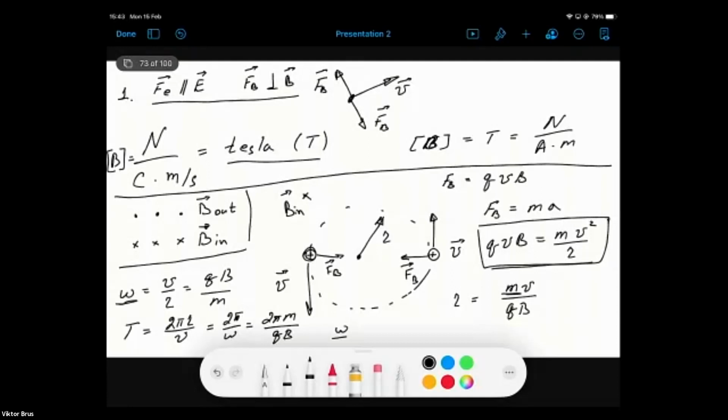So if we know angular velocity, we know magnetic field, and the electric charge, obviously, we can calculate the effective mass. It's different from the mass of a free electron inside the metal or some semiconductor because of the effect of the periodic potential of the crystalline lattice on the way charges are moving in this material. So there is the so-called effective mass, and it can be determined by applying this feature of moving electric charges in an external uniform magnetic field.